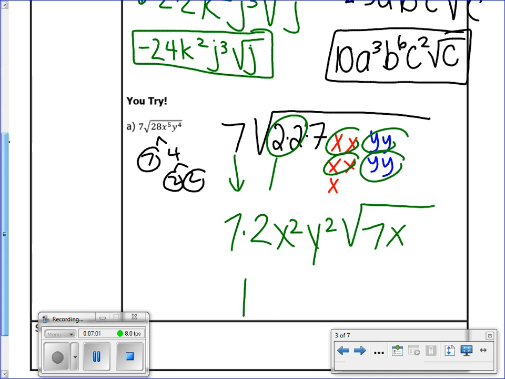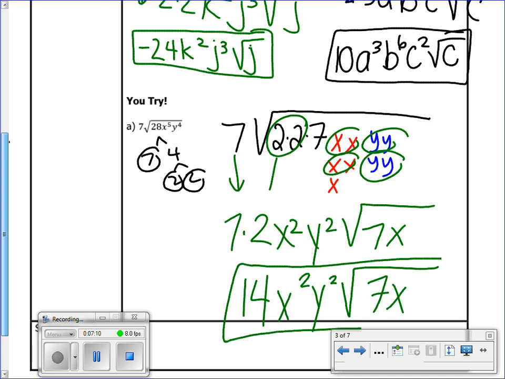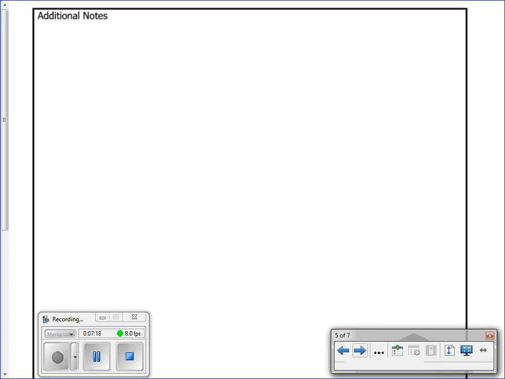7 times 2 is 14. X squared, y squared. Square root 7x. And that is your final answer. There's no additional notes.